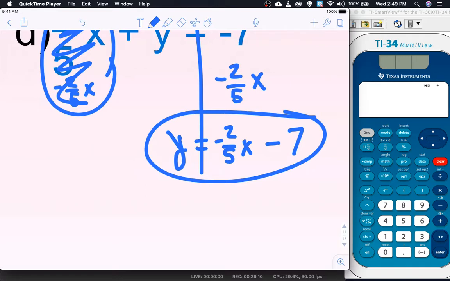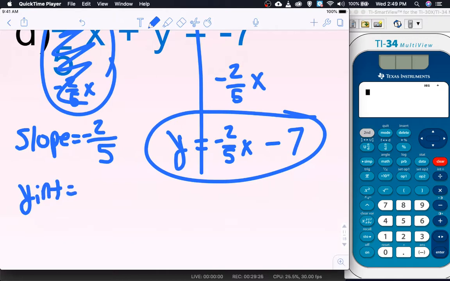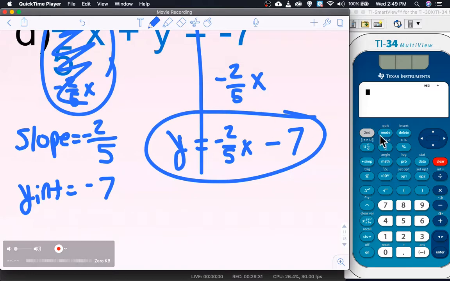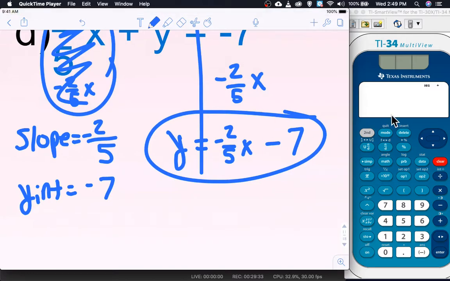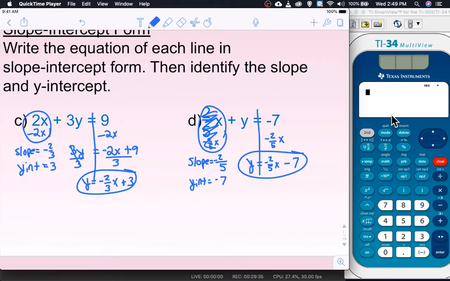So our slope is the negative 2/5. Notice I'm not writing the x. The x does not need to come along with. The x is not part of the slope. It's just the number in front of the variable. The y-intercept is a negative 7, not positive 7. It is a negative 7. And that's it. That was letters C and D. And hopefully you were successful in writing them in slope-intercept form. That's going to be a very big skill for us.